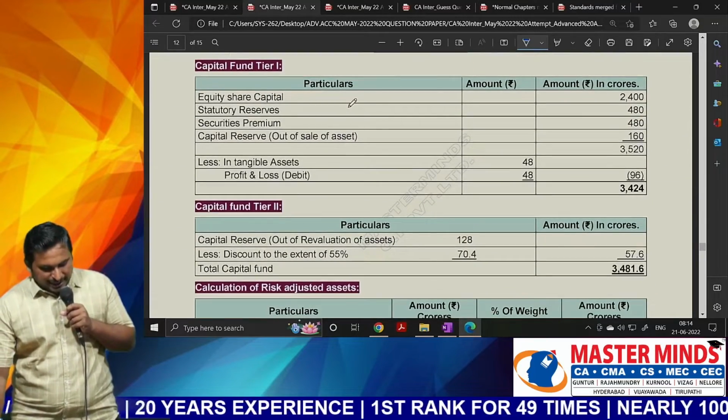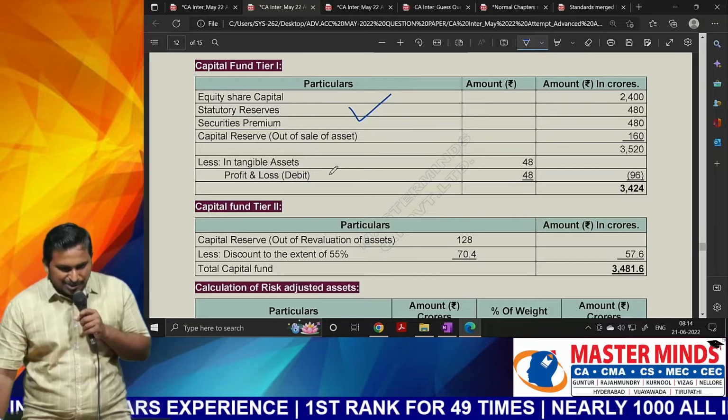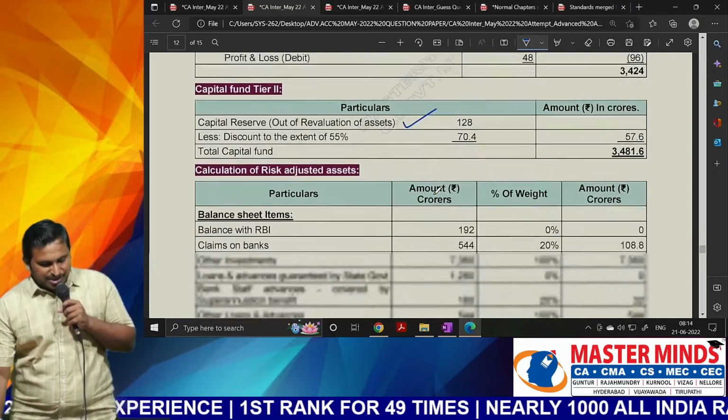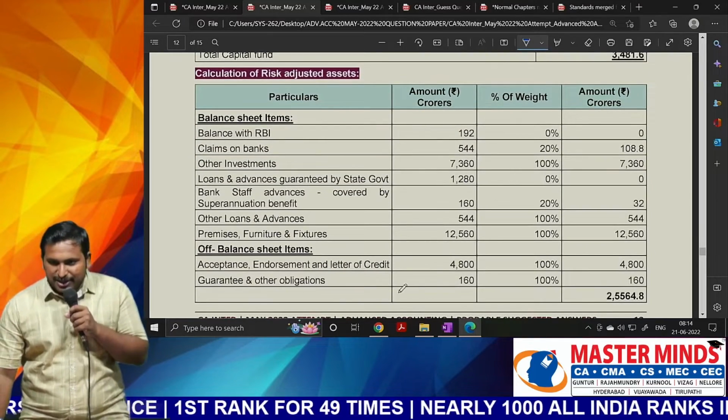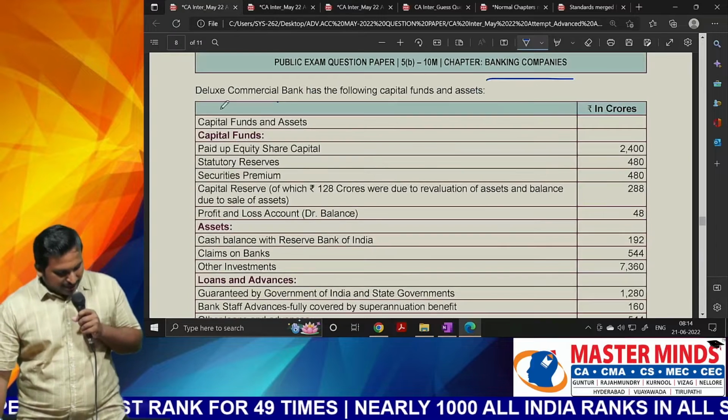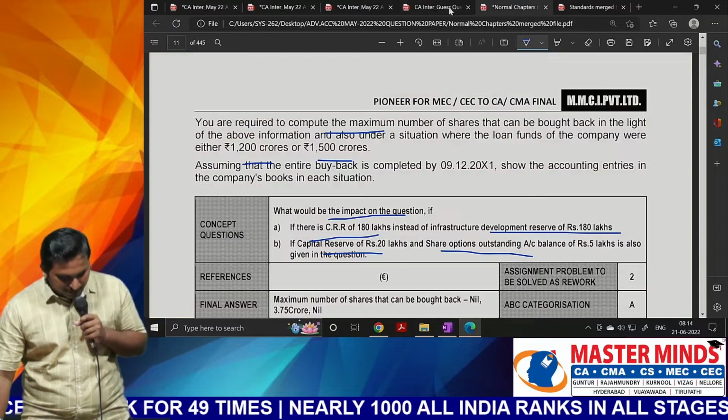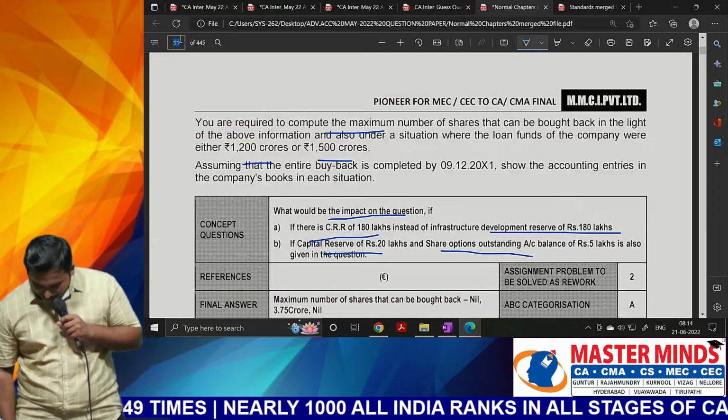So you will have the tier 1 computation. Similar computation will be there, sir. Tier 2 computation will be there. Then assets we will write and write the percentage. And we have that similar question also in our material. In fact, we have covered even more points.